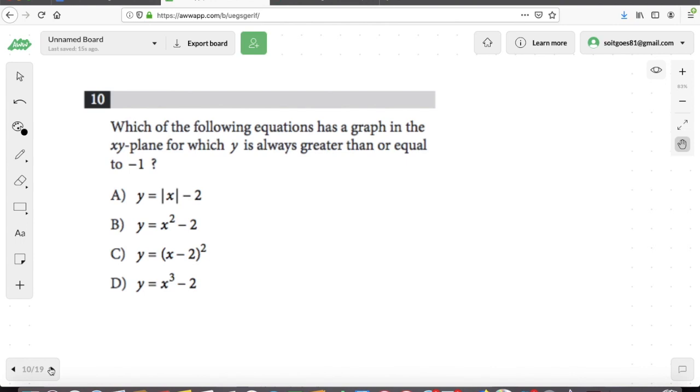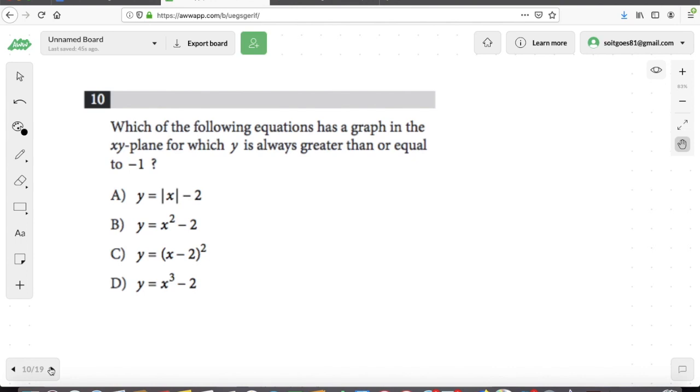What are we solving for here, Caden? For which of the following equations has a graph in the xy plane, which y is always greater than or equal to -1? Yeah, I guess that's the question, right? It's a little bit confusing. But if we were going to graph each of these answer choices, the correct answer choice has a y value that's always greater than or equal to -1. Does that idea make sense? What they're asking you? Yes.